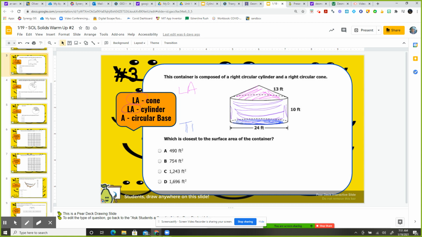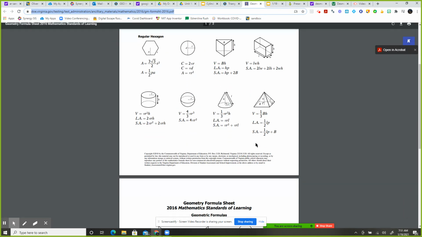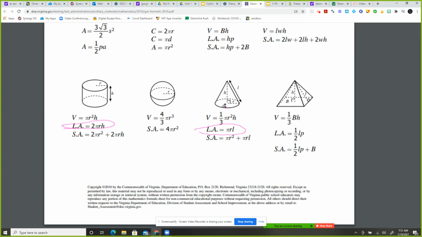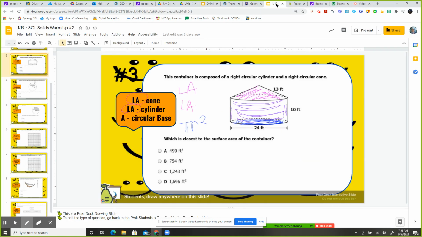So that bottom part is only one circle. So that's pi r squared, right? And then this one was LA of the cylinder. So then we need to go to our formula sheet. We've got lateral area of a cylinder, 2 pi RH, and lateral area for the cone, pi RL. Notice that the L is that slant height, right? So we need pi RL, and then 2 pi RH.